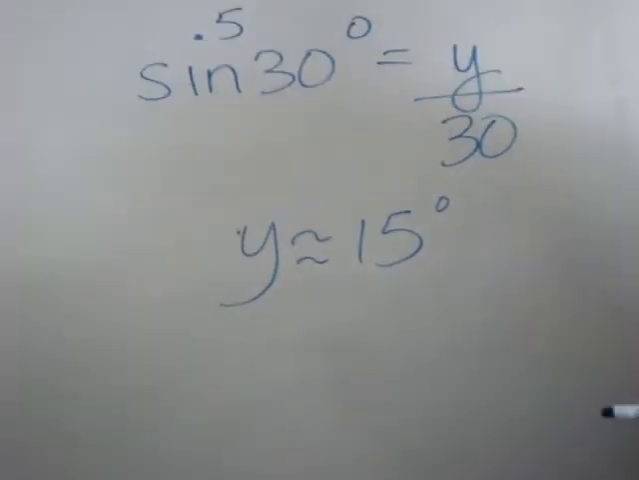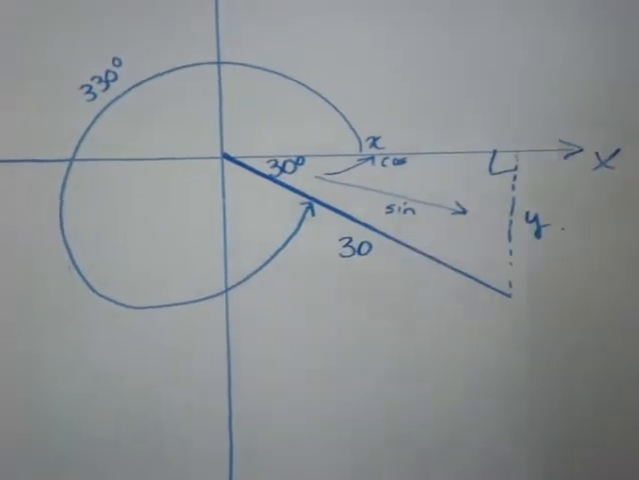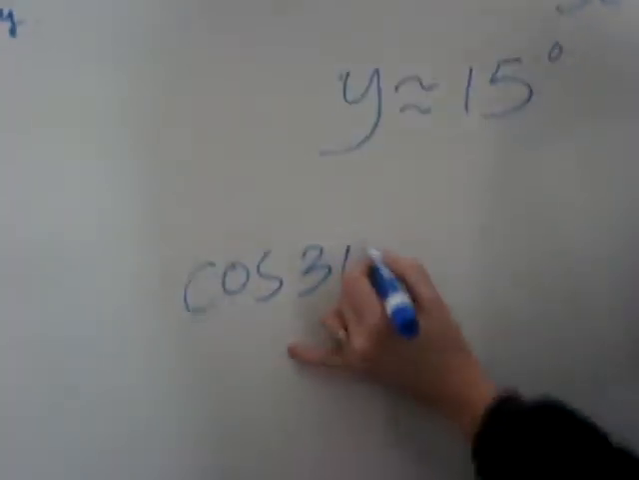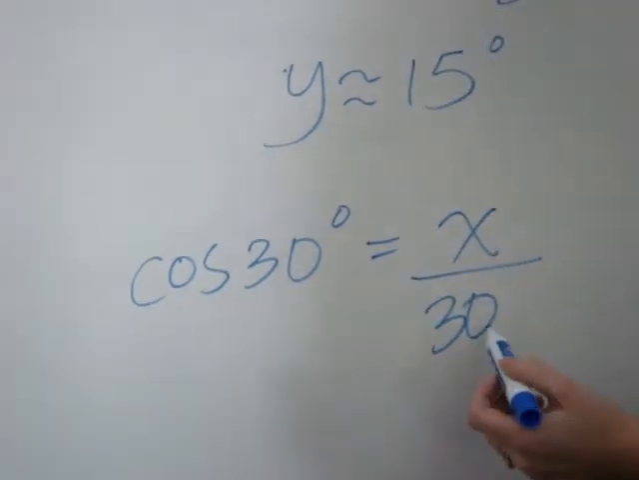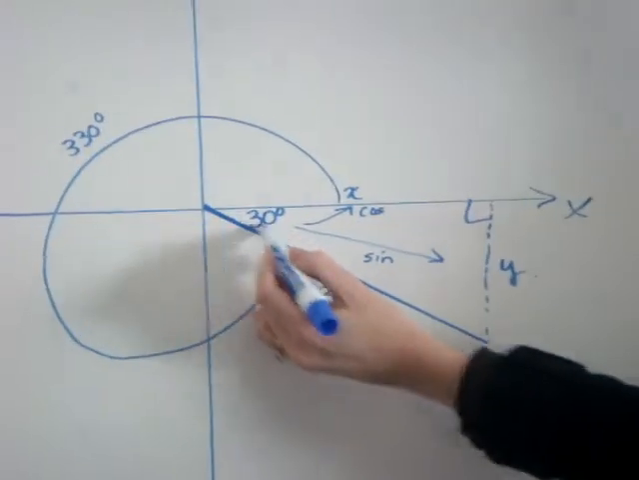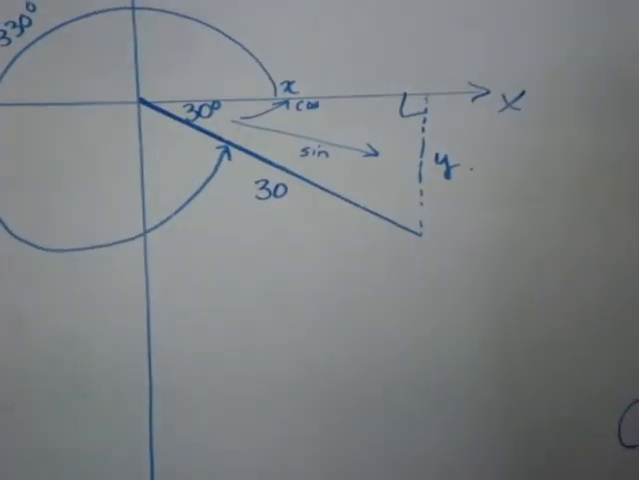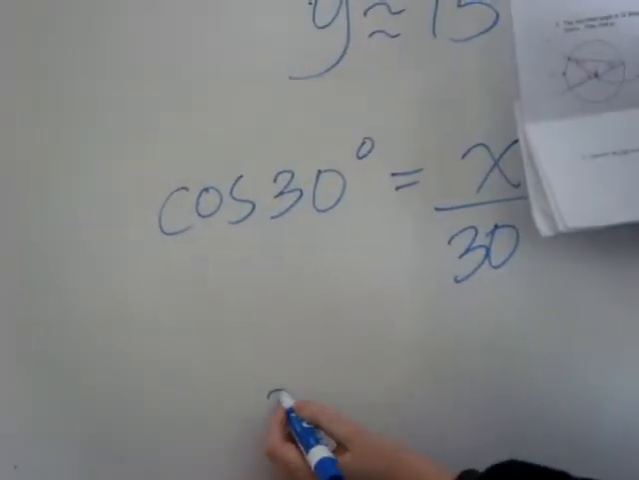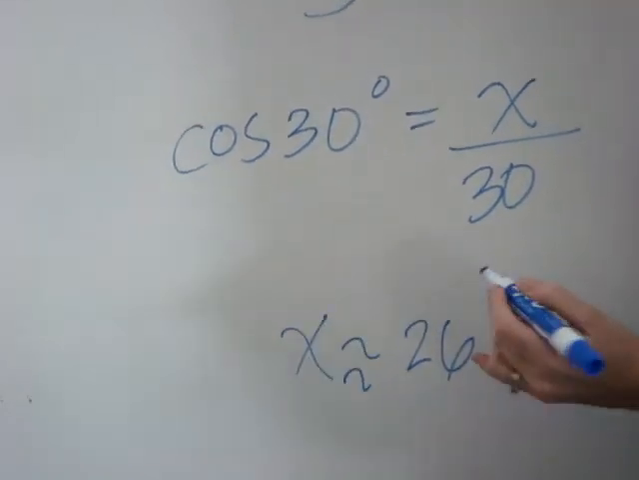Now we need to find x. Cosine of 30 degrees equals x over 30. Now the 30 isn't the degrees, the 30 is the length of this vector. So we put that all on our calculator and we're going to get x is approximately equal to 26.